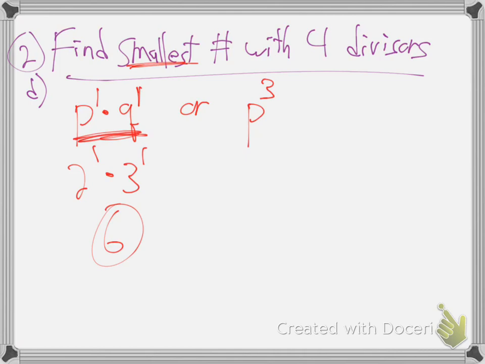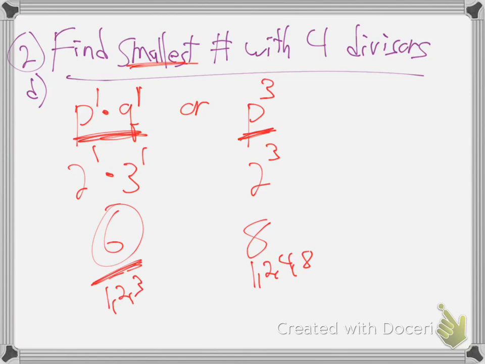Now, wait a minute. What about this side? What about out of this template, this model? 2 to the third. That's the smallest prime, right? Which will be 8. So who's the winner? 6. 6 is the smallest of all numbers that has exactly 4 divisors. 8 has 4 things that go into it also: 1, 2, 4, and 8. Just like 6: 1, 2, 3, and 6. They both have 4 divisors. 6 is the smallest number with 4 divisors.